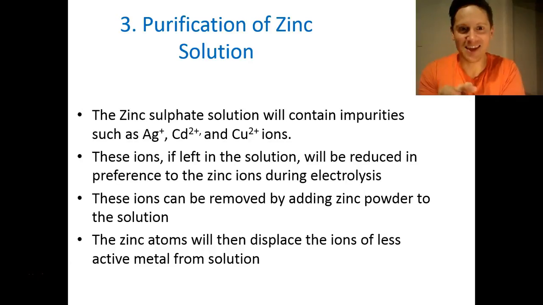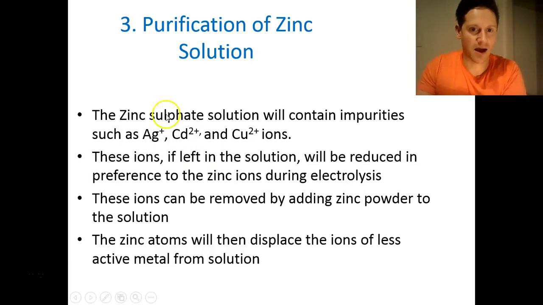I think that's enough time. The answer is these are ions of less active metals, so they are easier to reduce. Now, reducing will mean that electrons will be gained. Reduction is gain, so the metal ions are going to become the metal.